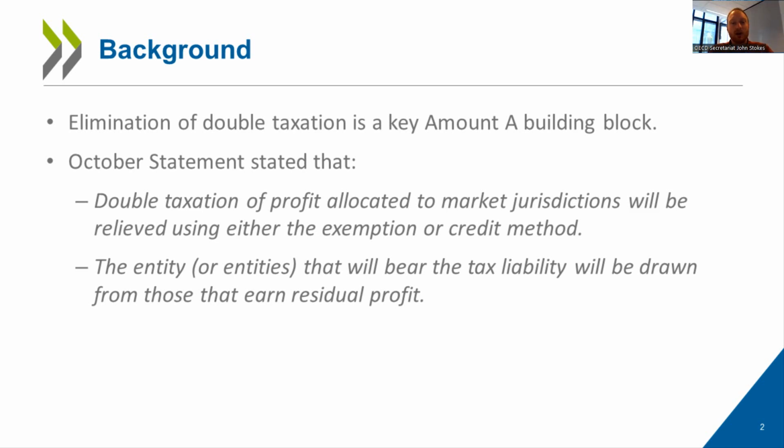So if we turn our minds back to what the October statement said on the elimination of double taxation, it said two things. First, that the double taxation of profit allocated to market jurisdictions will be relieved using either the exemption or the credit method. Both of those methods will be familiar to many of you, perhaps all of you, and all that says is that jurisdictions will have a choice about how they give effect to the elimination of double taxation. The second thing the October statement said was that the entity or entities that will bear the tax liability will be drawn from those that earn residual profit. So again, the October statement gave us a general principle for how we might go about eliminating double taxation. But it did no more.